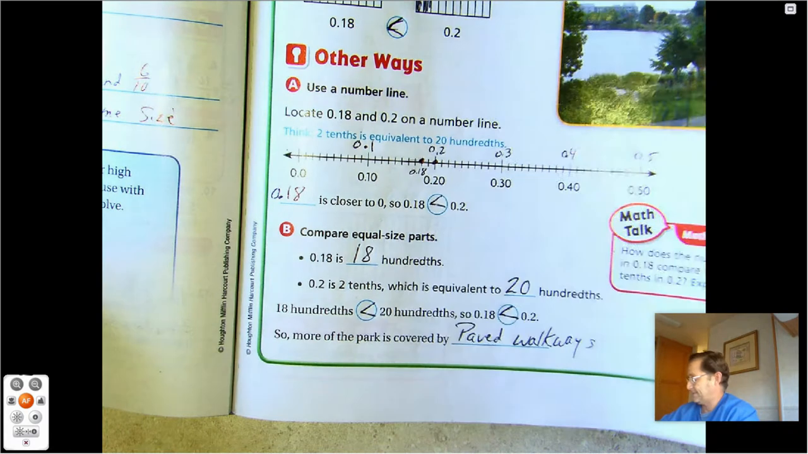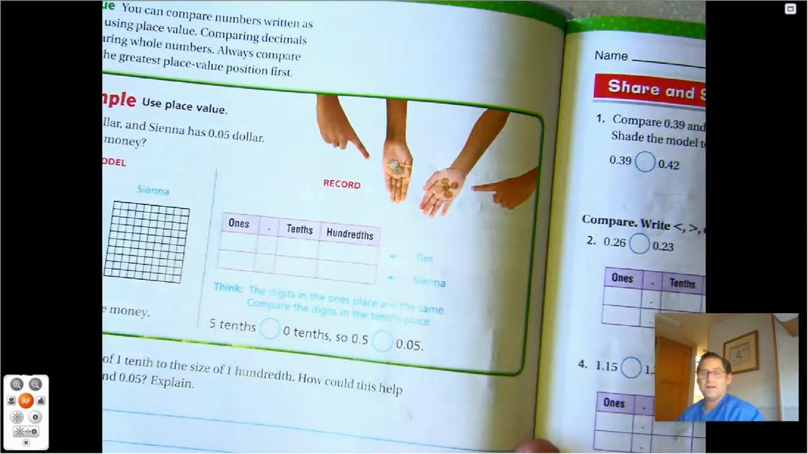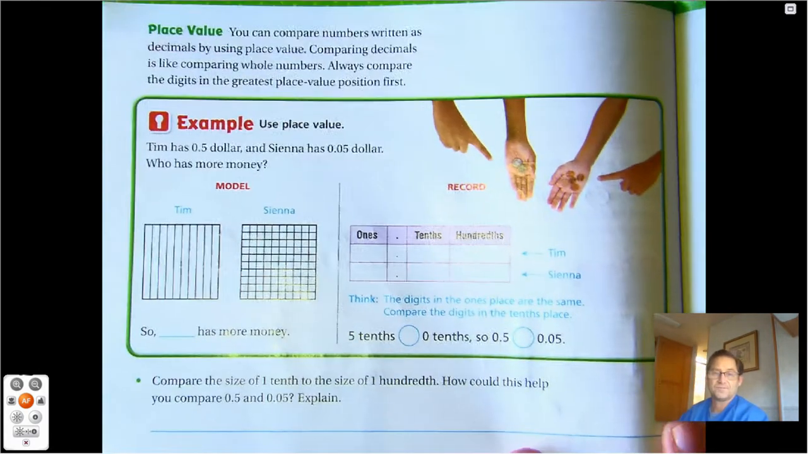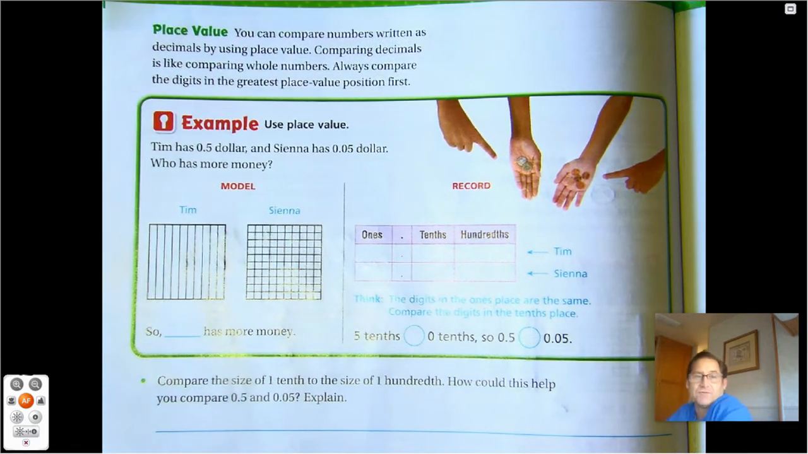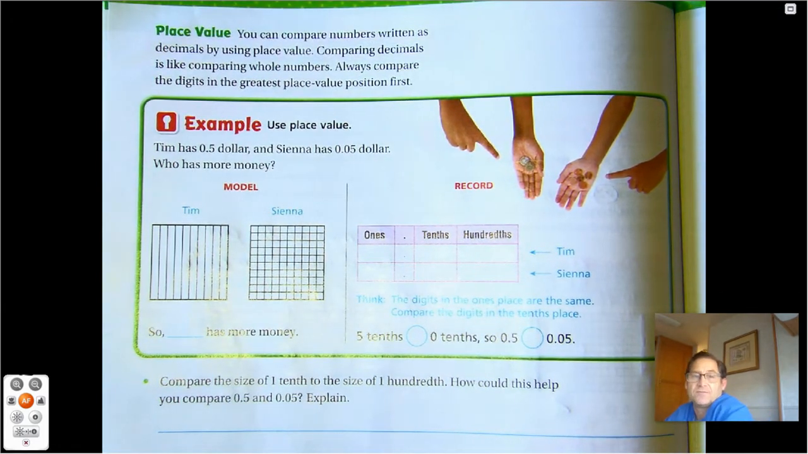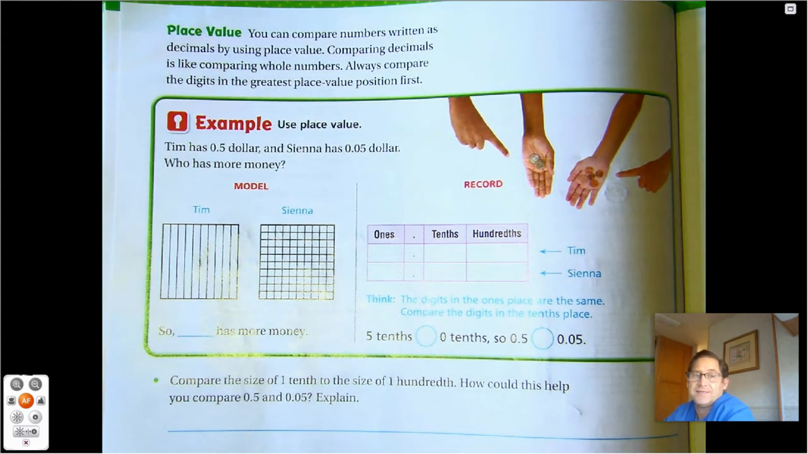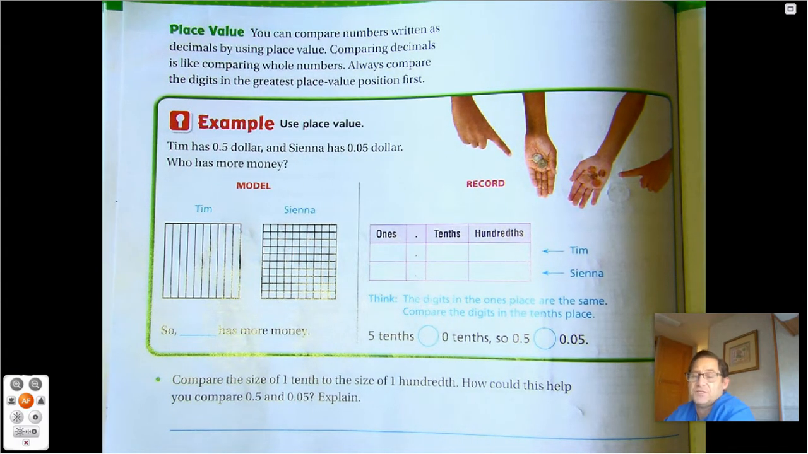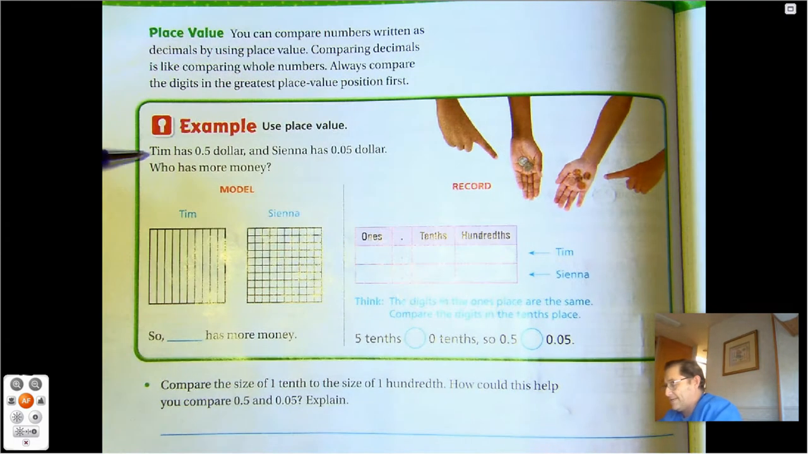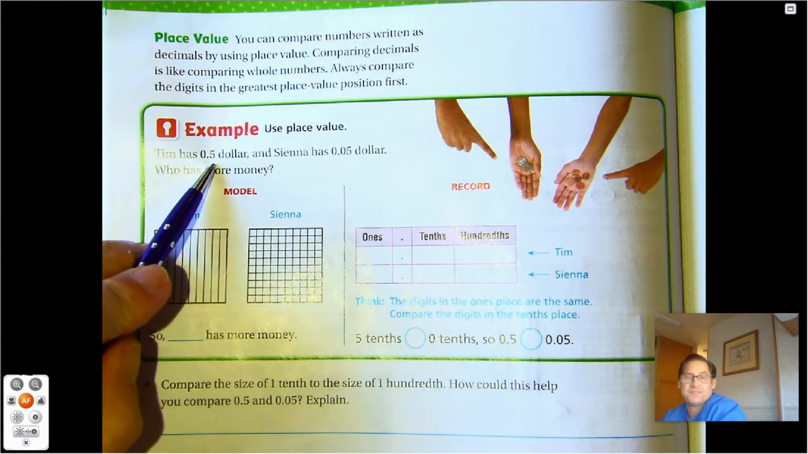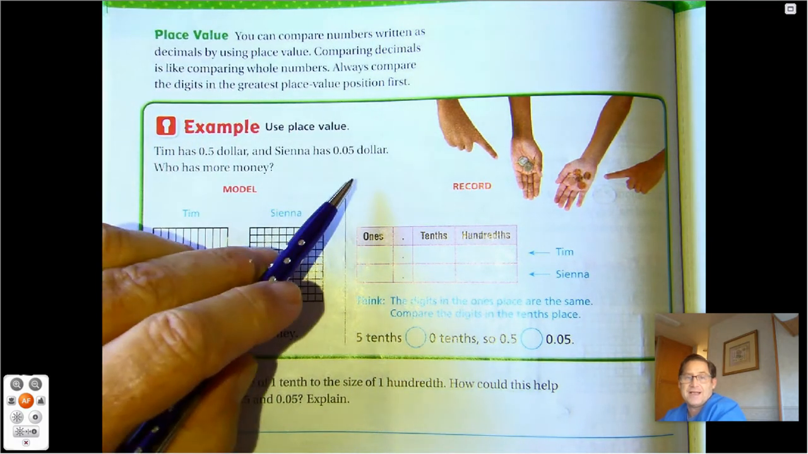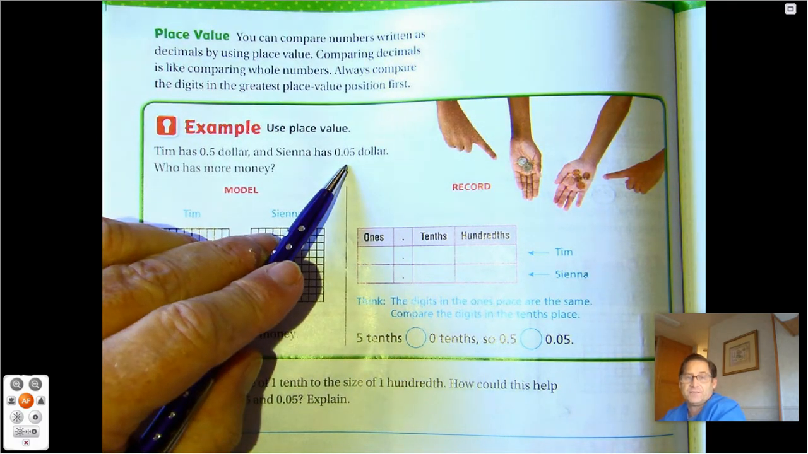All right, 386. We can also use place value, and we can compare numbers written as decimals by using place value. Comparing decimals is like comparing whole numbers. Always compare the digits in the greatest place value position first. So here's the example. Tim has 5/10 dollar and Sienna has 5/100 dollar.